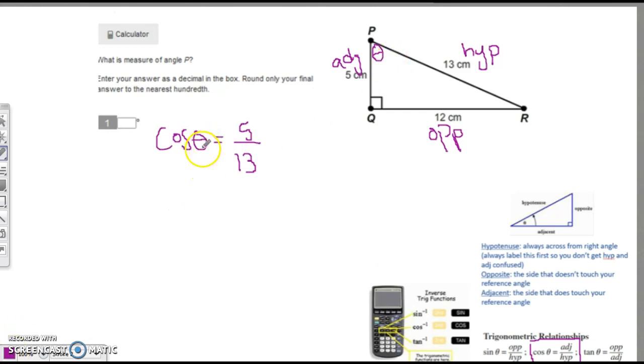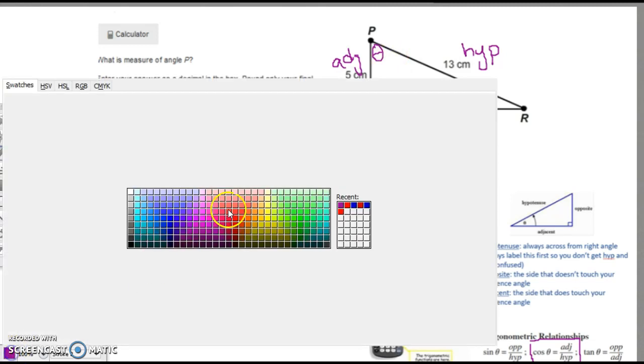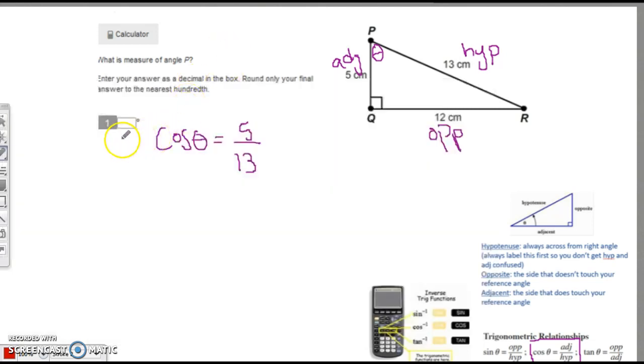So in order to get theta by itself, I need to get rid of cosine. And the opposite of cosine, the inverse function, is to use the inverse cosine. So I'm going to smush that in on both sides. The reason I'm using that is because then the cosine and the inverse will cancel, leaving me with just theta. And now I need to type in my calculator the inverse cosine of 5 over 13.